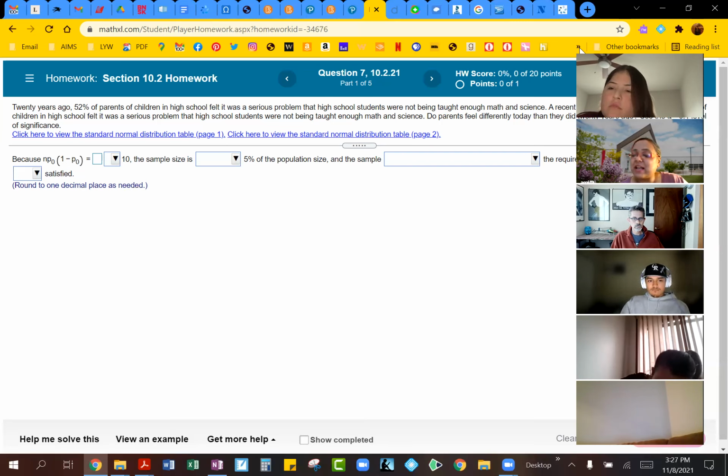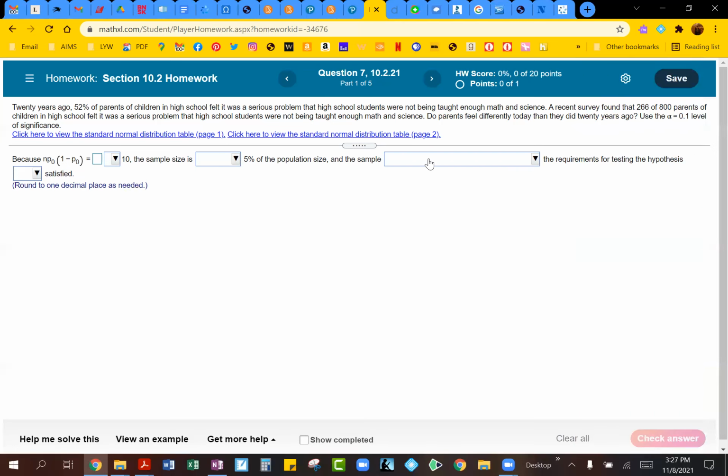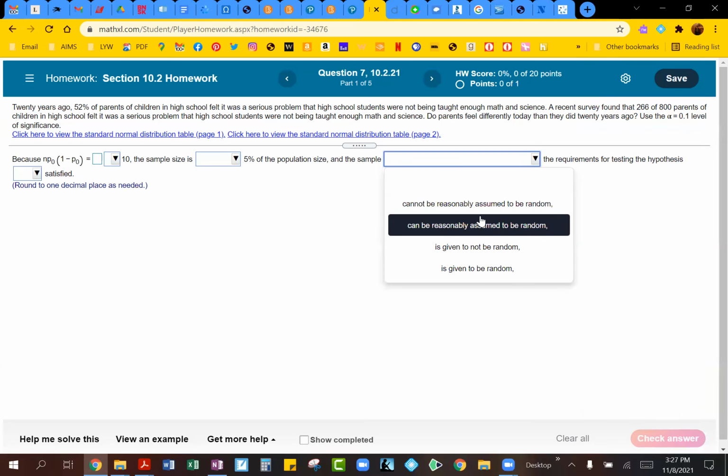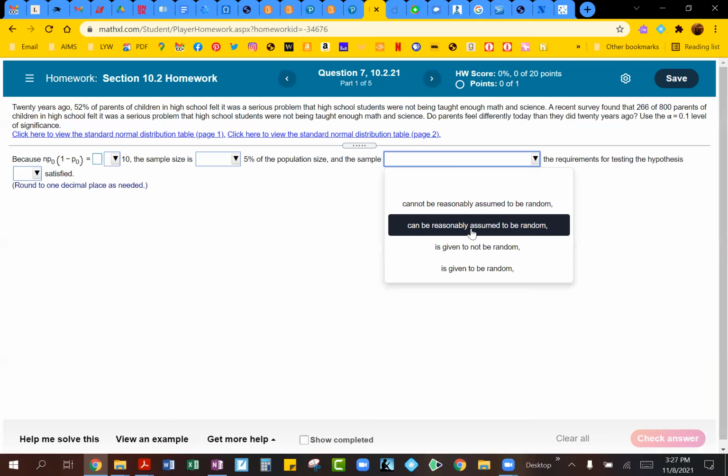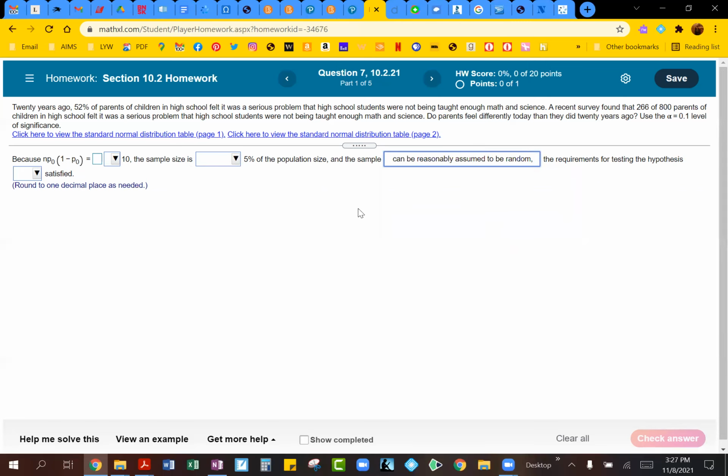But here we are actually going to make an assumption and say, yes, this is a random sample. So you will pick the option that says it can be reasonably assumed to be random, because they're not telling us that this is random, or for that matter, saying this is not random sampling. So that's why we're making the assumption that this is random sampling.